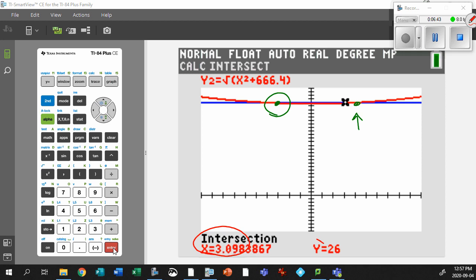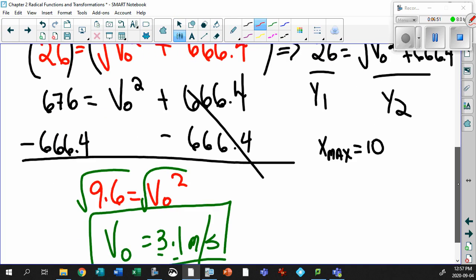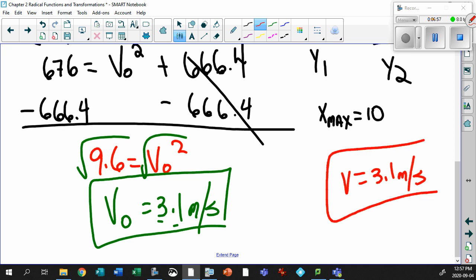Remember, you don't care about the y value. So 3.09, somewhere around 3.1. We know that our initial velocity is about 3.1, and check this out, meters per second, and that verifies with your algebraic answer there. Nice question, eh? Great way to end the unit.